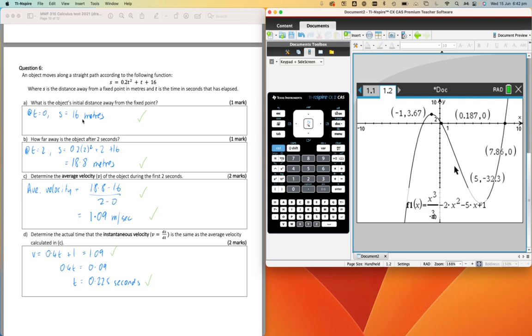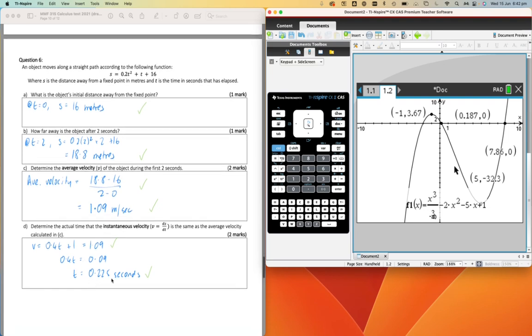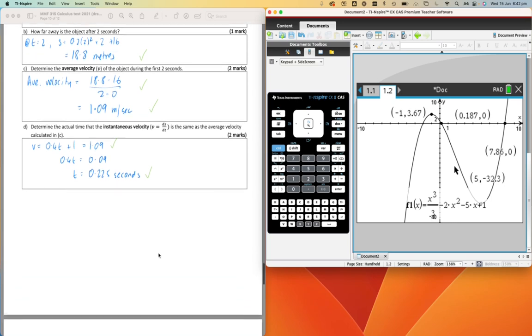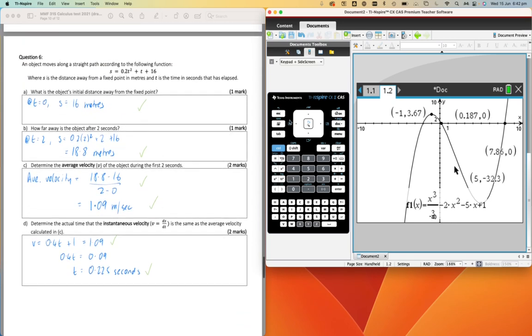What is your object's initial distance away? I'm just doing a quick scan of the question. This is what you should do as well. How much is it worth involving your calculator? I've got to calculate something here with S, something else with S here, and an average, which will mean calculations of S again. And then I've got this instantaneous velocity. It's definitely worth defining a function. That's all I have to do in this question.